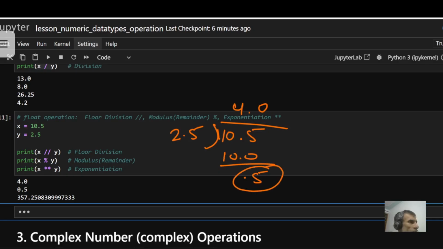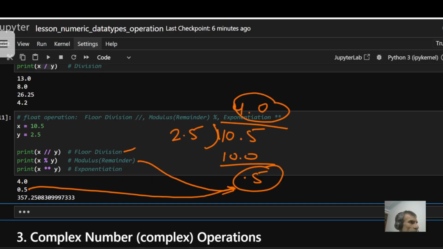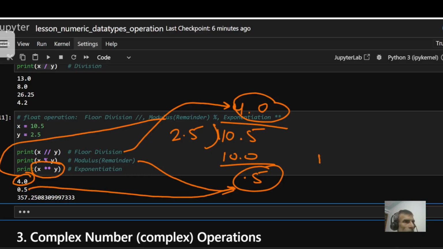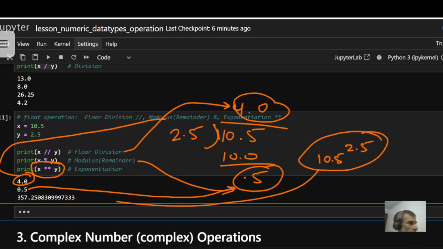So this remainder is this one right here. That's what's happening over here. This modulus remainder is this. Then you have floor division, which is this 4. Floor division produces this 4 right here, and that's why you get this 4. Then you have exponentiation. In this case, exponentiation is x to the power y, so 10.5 to the power of 2.5. The answer for this is this right here. So that's what's happening with this exponentiation.